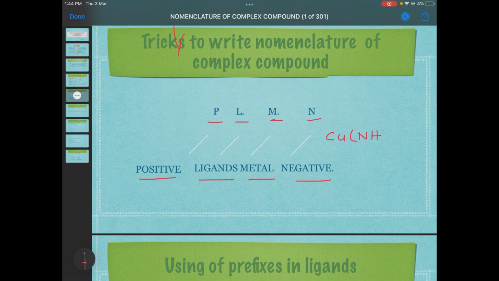So P means positive. Say, for example, if I take Cu(NH3)4 Cl2. This is the positive part. Cu(NH3)4 is the positive part. This is a very super trick by which you can make your complex compound easy to understand. Then you name the ligand. The ligand is tetraammine. Tetra, why? Because all the ligands, this is a ligand.